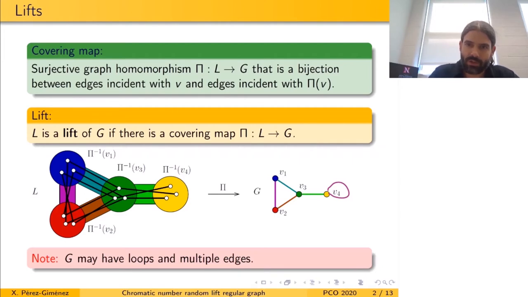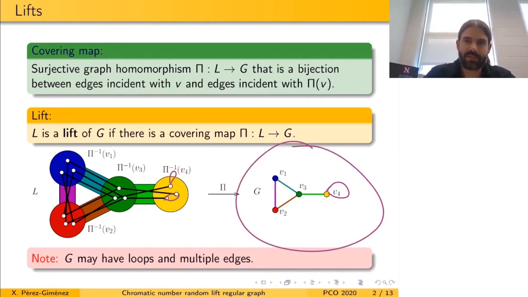But long story short, if you massage the definition appropriately, whenever I have a loop in my base graph, this corresponds to a two-factor in the corresponding fiber in the lift. So you could have this two-factor, or why not this two-factor here? Those would be a lift of this graph.